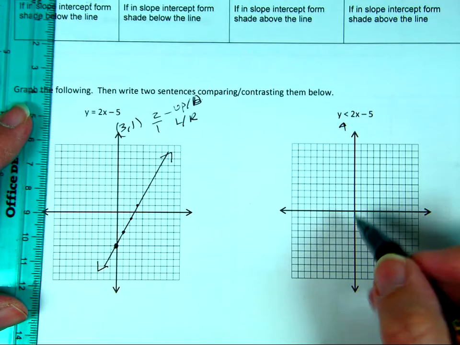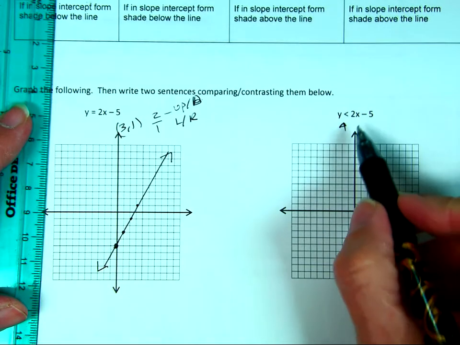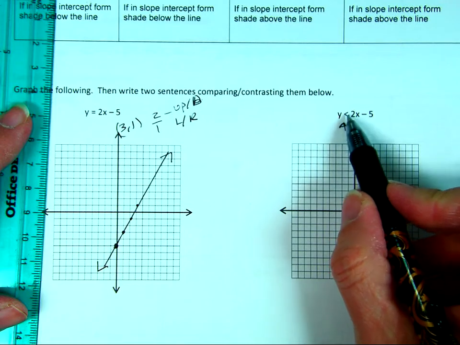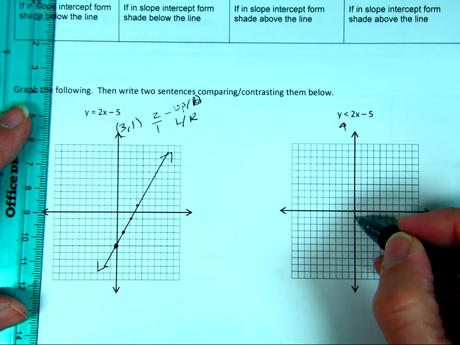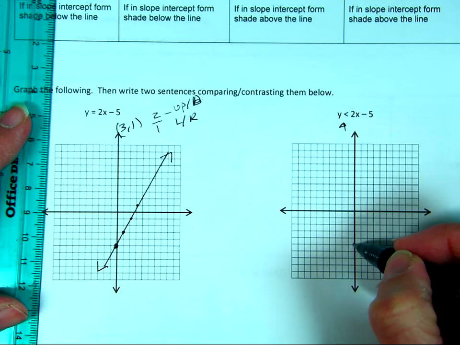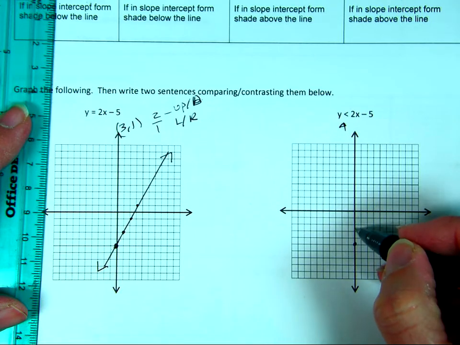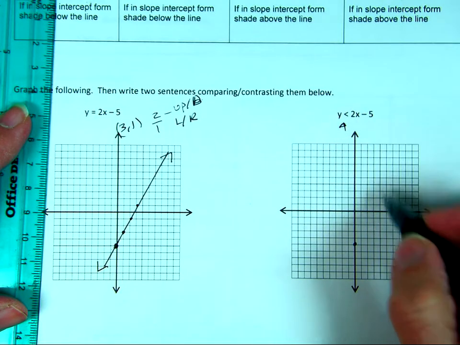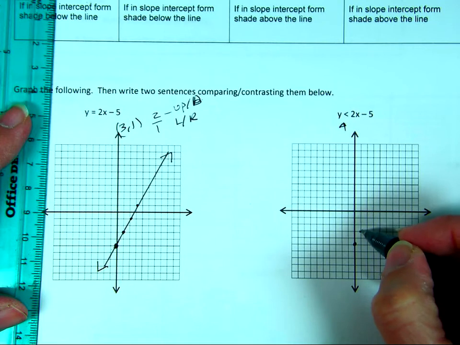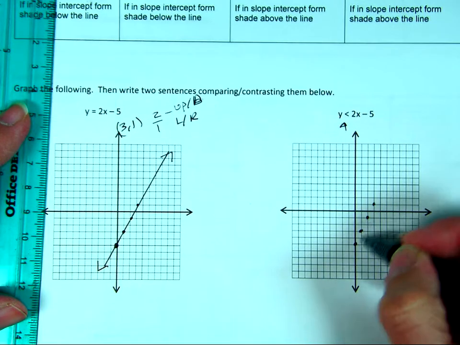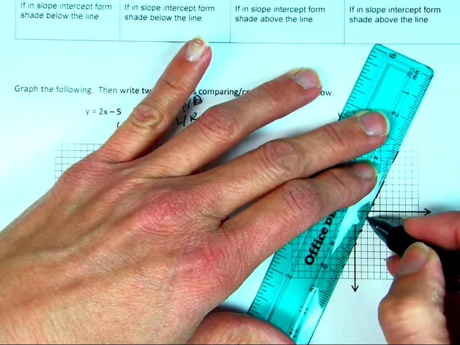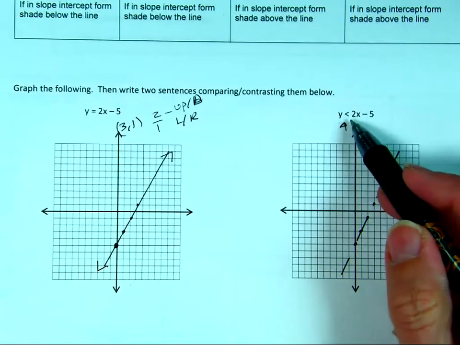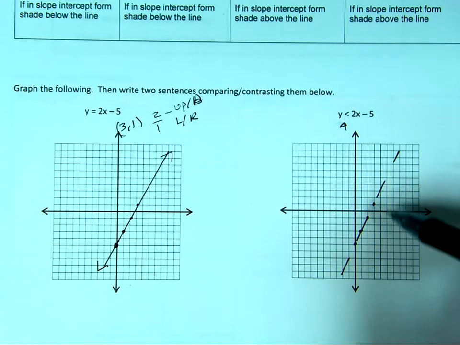So if we graph that same line as an inequality, remember it's a less than, so it's going to be a dashed line. Now 3, 1 wouldn't work. If I put 3, 1 in there, is 1 less than 1? No, 1 is not less than 1. So you have to remember that if you're going to check a point, don't check a point on the line if it's a less than, because it won't work. So we went down 5 and then up 2 over 1. And this time we're going to do a dashed line. And because it's less than, we would shade below the line.